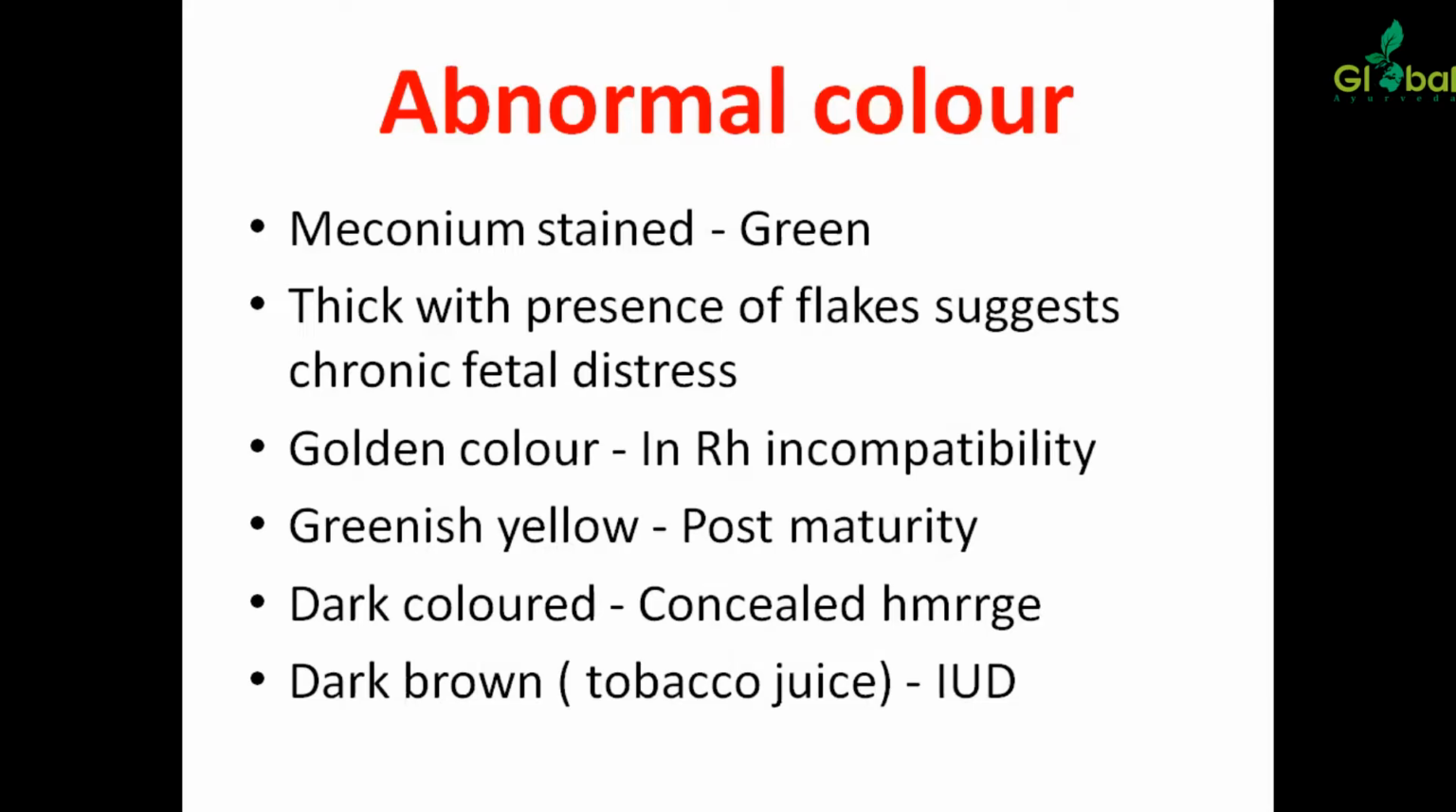Then in Rh incompatibility, the amniotic fluid will be golden colored. In post-maturity, it will be greenish yellow. In concealed hemorrhage, it will be dark colored. In IUD or intrauterine death, the color will be dark brown or tobacco juice-like. To summarize, meconium staining, green; Rh incompatibility, golden; post-maturity, greenish yellow; concealed hemorrhage, dark colored; and IUD, dark brown or tobacco juice.